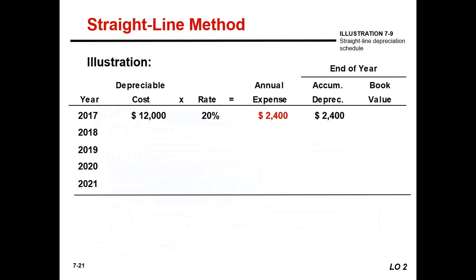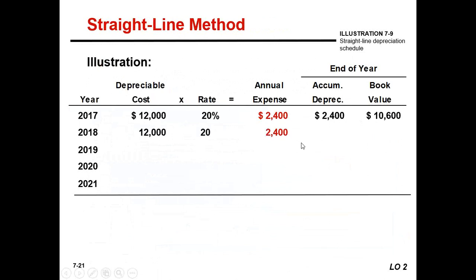At the end of year 1, our accumulated depreciation is the same as our annual expense. Book value is the difference between cost and accumulated depreciation. So our book value right now is $10,600. Now be careful. This $12,000 is the depreciable cost, not the full cost. So your book value is full cost minus accumulated depreciation.